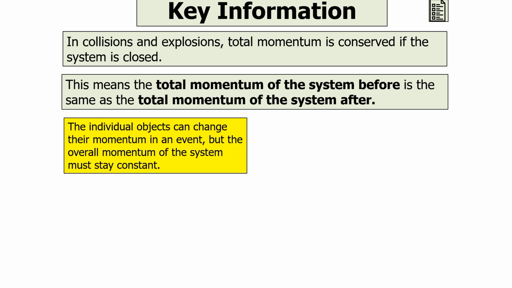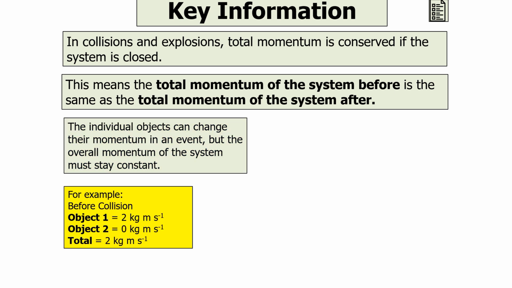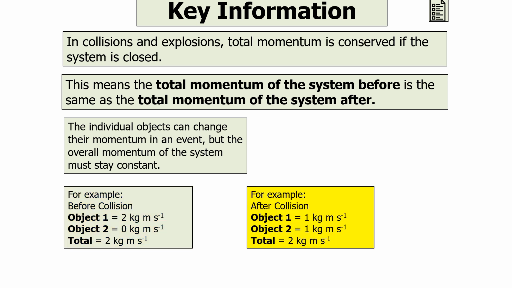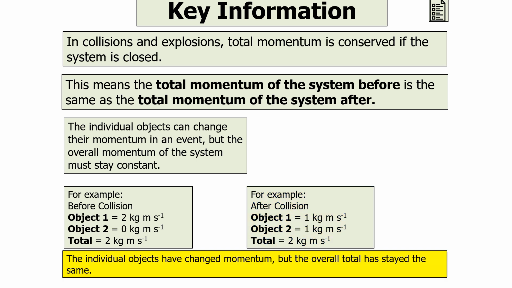Now, the individual objects in the system can change their momentum in an event, but the overall momentum of the system must stay constant. So, for example, if beforehand object 1 had a momentum of 2 kg meters per second and object 2 had a momentum of 0 kg meters per second, well then afterwards object 1 could have a momentum of 1 kg meter per second, as can object 2. So whilst the individual objects have changed momentum, the total overall momentum has stayed the same.